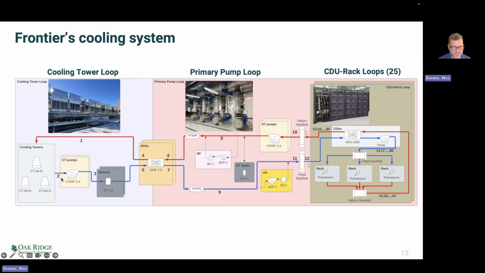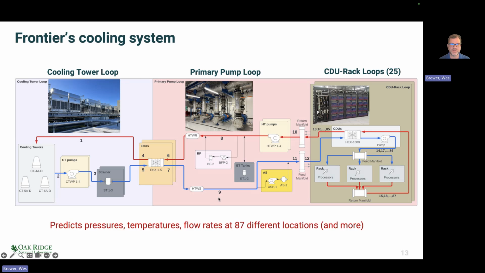You see the individual numbers throughout this schematic. Those are the different locations where our cooling model is able to make predictions of pressures, temperatures, and flow rates. This goes all the way up to 87 locations, since there's 25 of these CDU rack loops. So the models are able to predict pressure, temperature, and flow rates at 87 different locations. It also is able to predict the staging on and off of the main pumps here, which pump the water at 6,000 gallons per minute, and also the heat exchangers here.